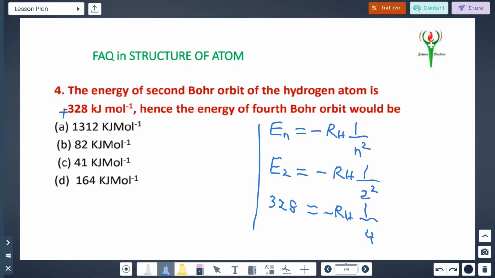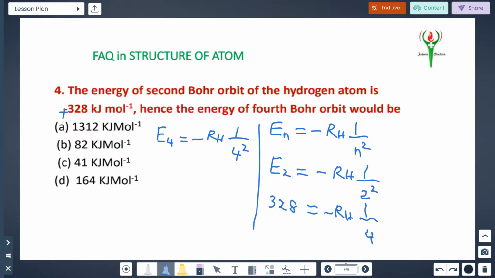now see the second part. Hence the energy of the fourth orbit. The energy of the second orbit is given, and we have to find out the energy of the fourth orbit. So for the energy of the fourth orbit we use the same formula. Here E4 is equal to minus RH. Then I put n equal to 4, so 4 square. Are you following?